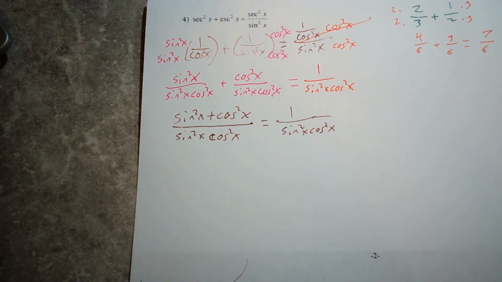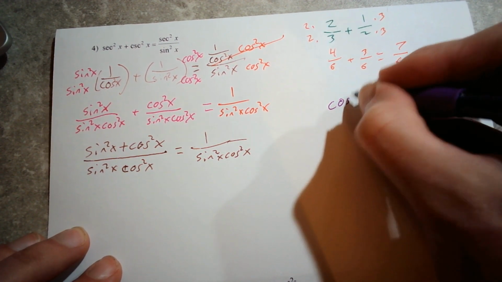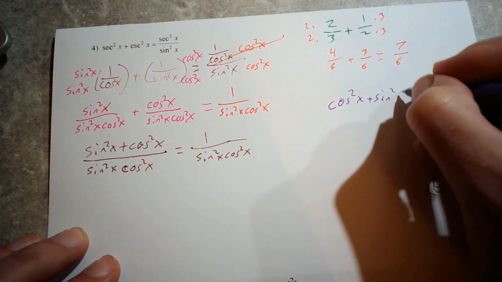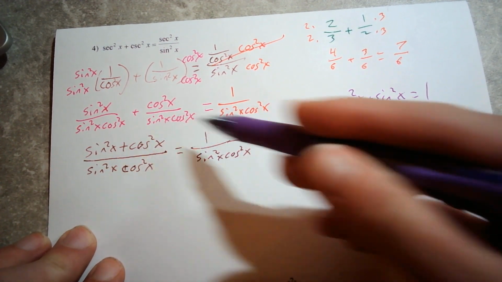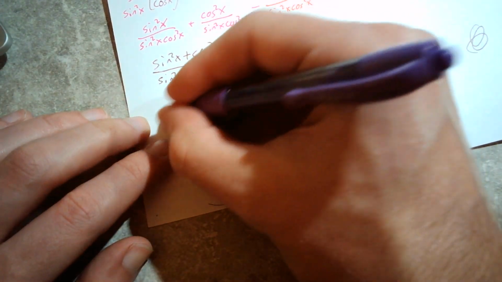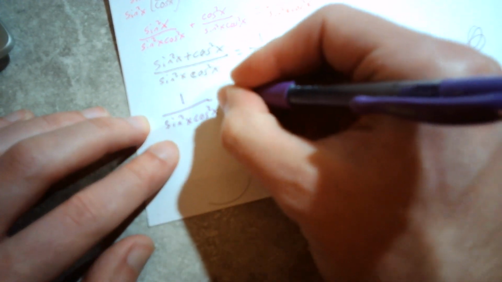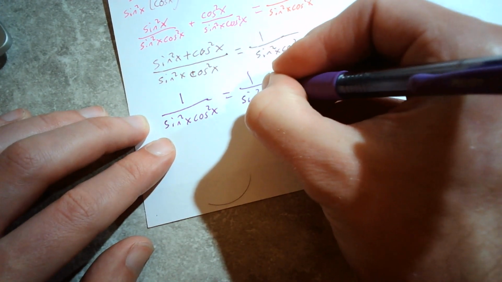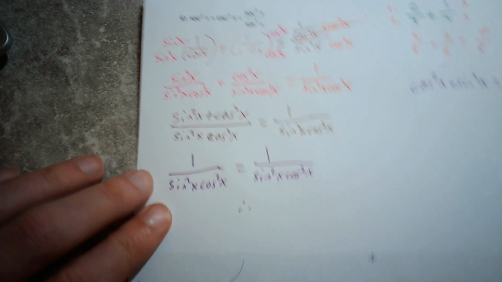Okay. Now we are actually at our last step. And the reason why is, if you remember, our Pythagorean theorem says cosine squared x plus sine squared x equals 1. Well, I'm going to use that because I have sine squared and cosine squared right there. So I'm just going to replace those with the number 1 and say 1 over sine squared x cosine squared x equals 1 over sine squared x cosine squared x, and my little symbol, and my proof is done.